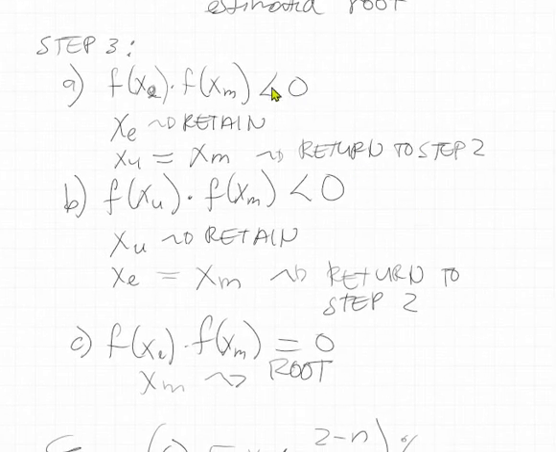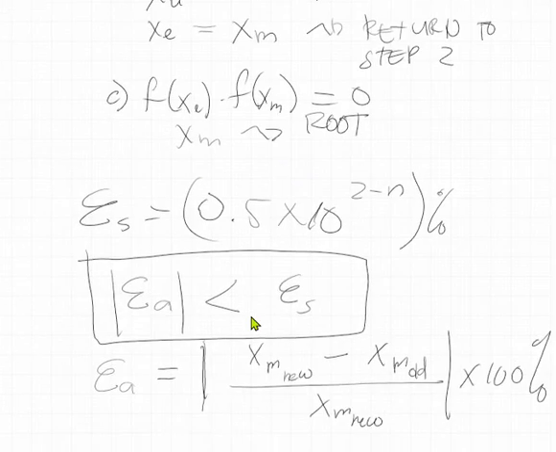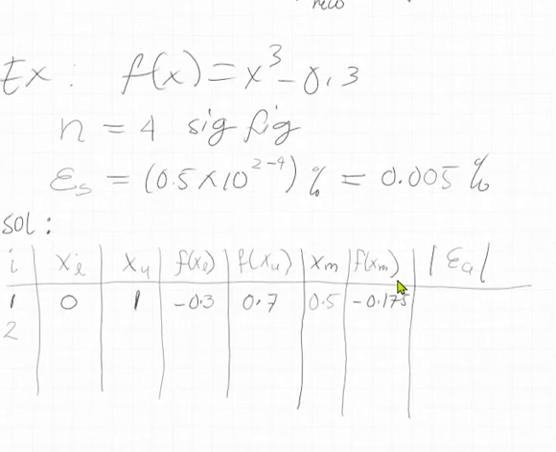If it's less than 0, f of xl times f of xm is less than 0, retain xl. Then change xu to xm. But if f of xu times f of xm is less than 0, we retain the other one. Then we equate it with xm. If it's equal to 0, then that will be the root.